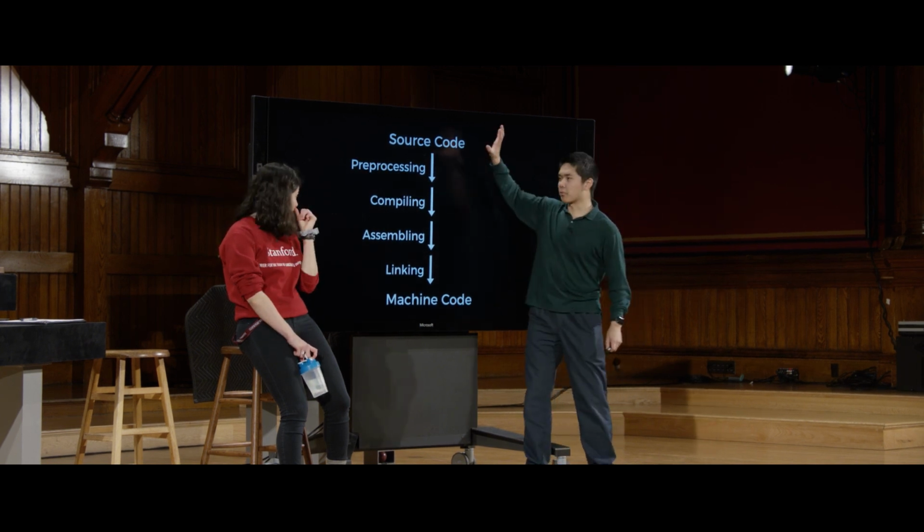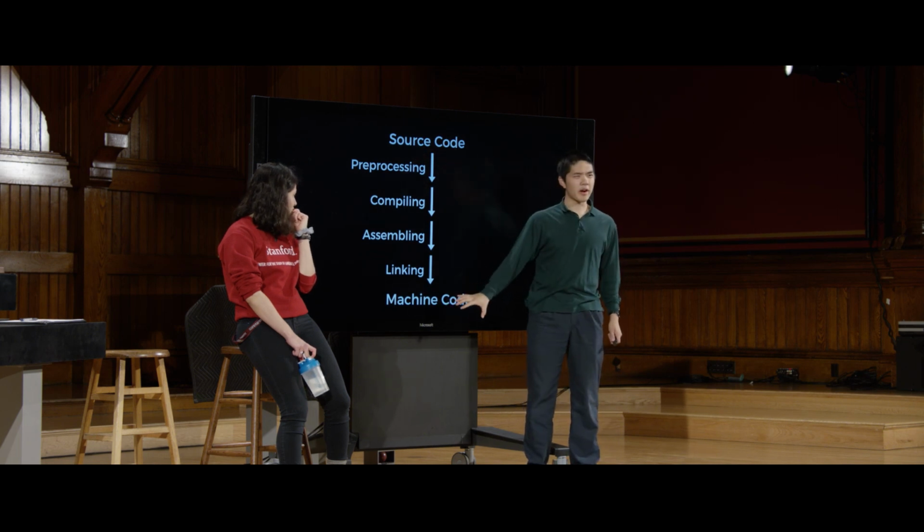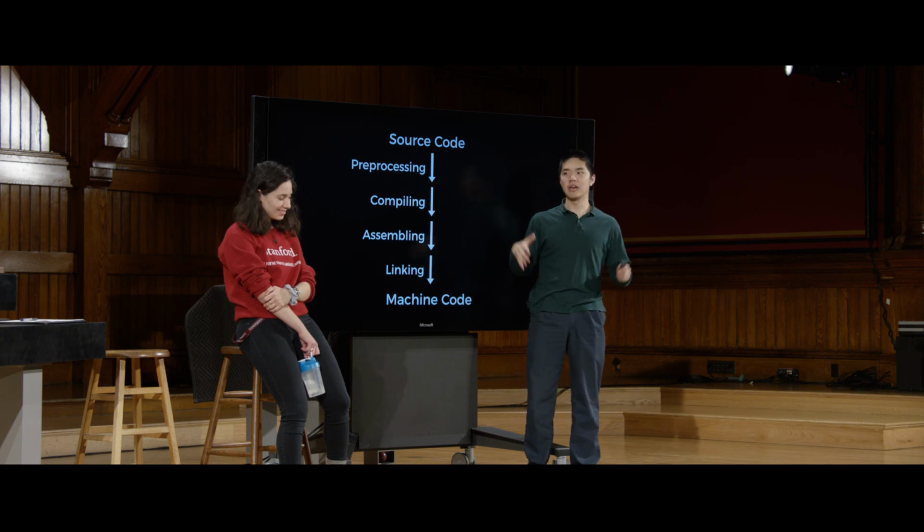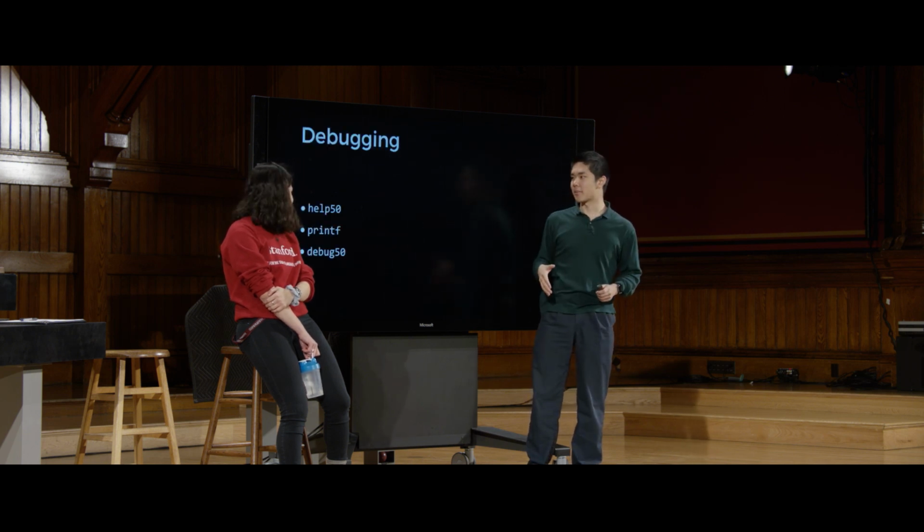All right, so in this process, we took C code, then we ran it. When we run our code, things don't always go the way we expect them to go. So one of the skills we teach in the class is debugging. And Athena, do you want to talk about debugging strategies?